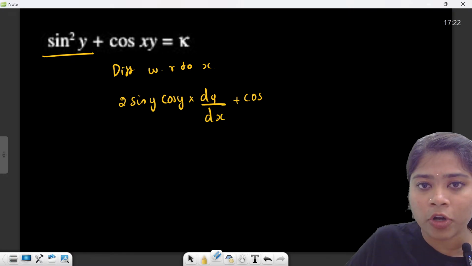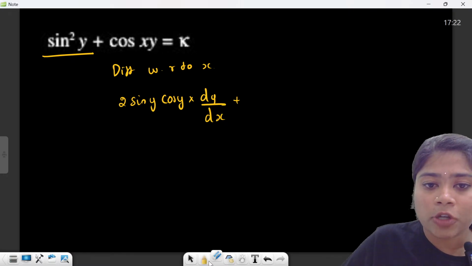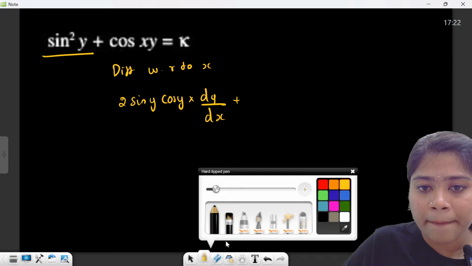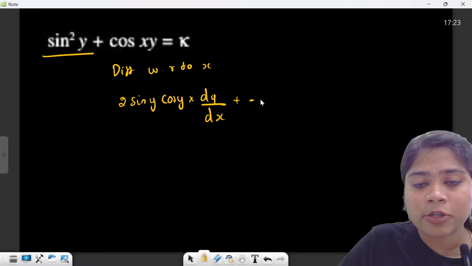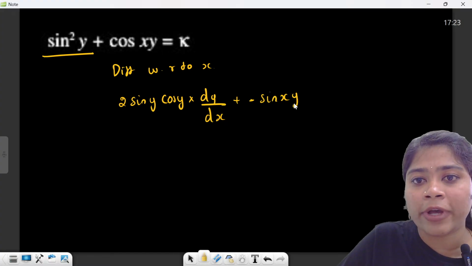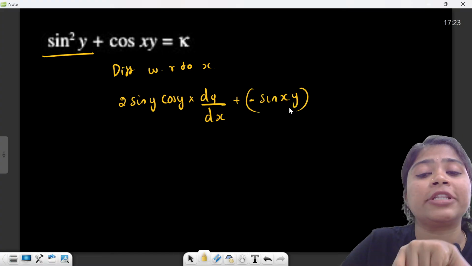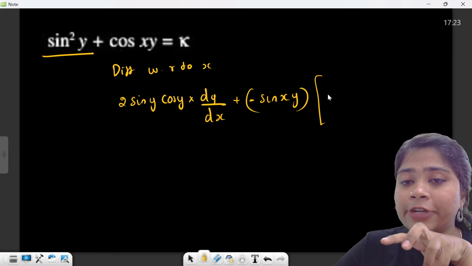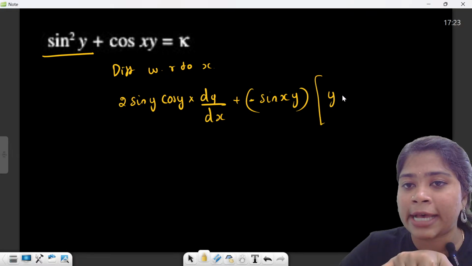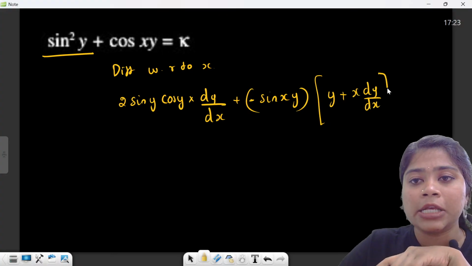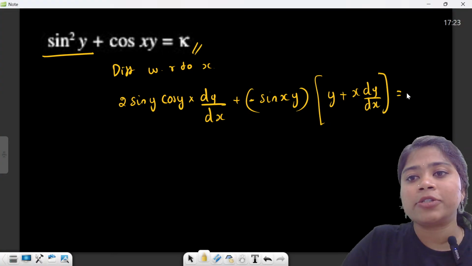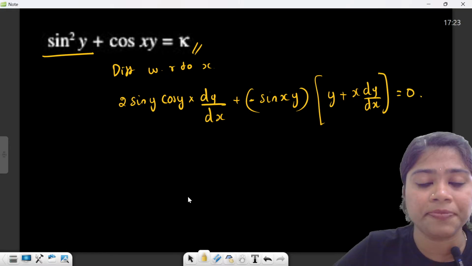So here we have cos xy, right? So cos differentiation is what? Minus sin. So minus sin xy. Now you want to differentiate this xy. So x differentiation is 1, y remains as it is, plus x into dy by dx. So k is just a constant, so you want to put 0 here.